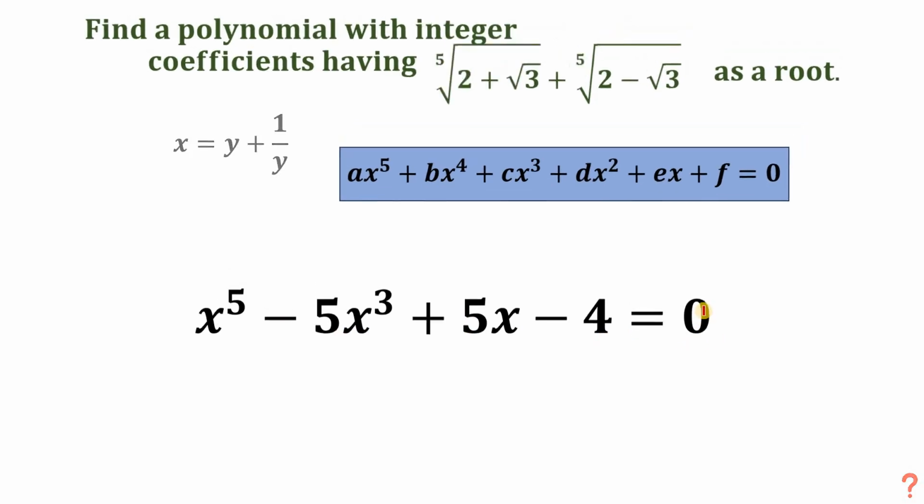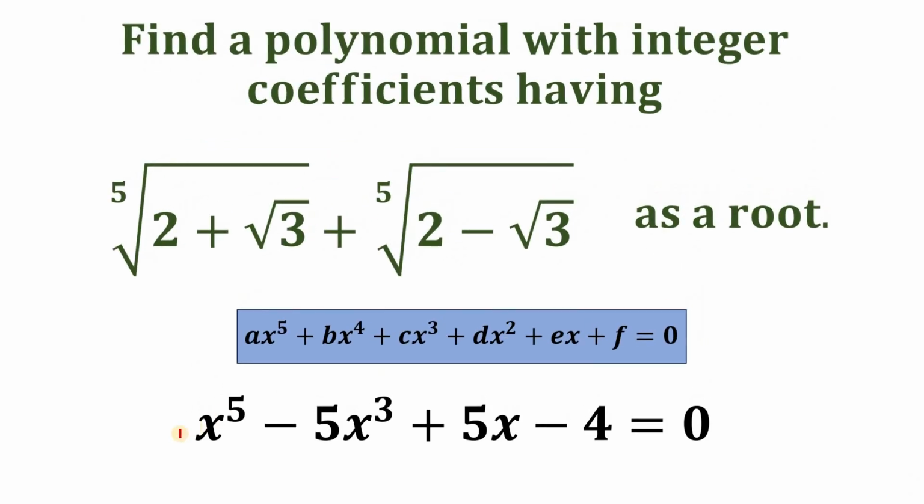And someone in the comment section may verify this result, that this quintic equation has a root of fifth root of 2 plus square root of 3 plus the fifth root of 2 minus square root of 3. And this is our answer to this question. And as always, we are done.